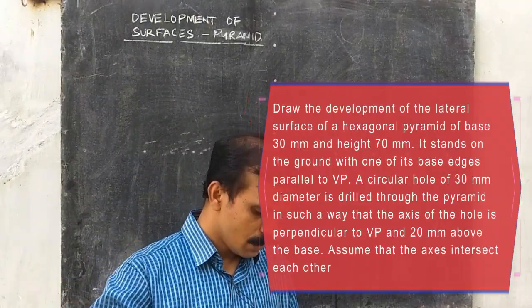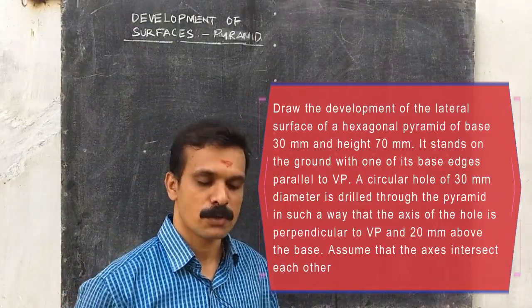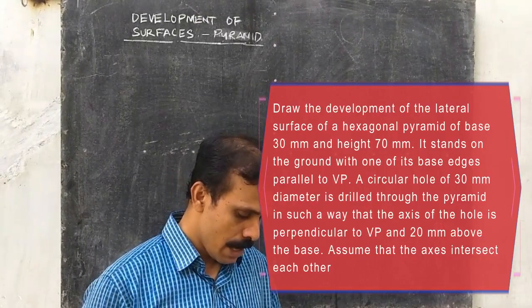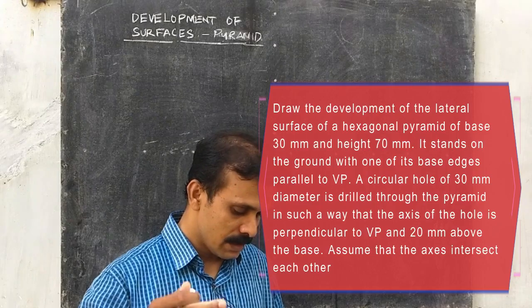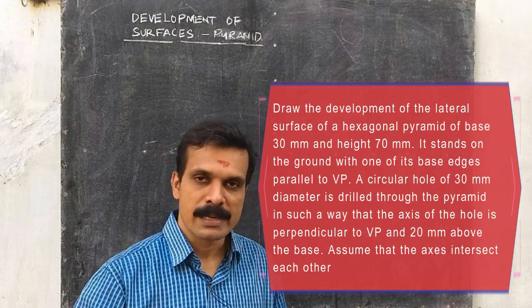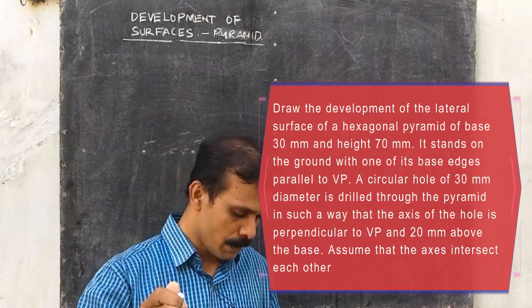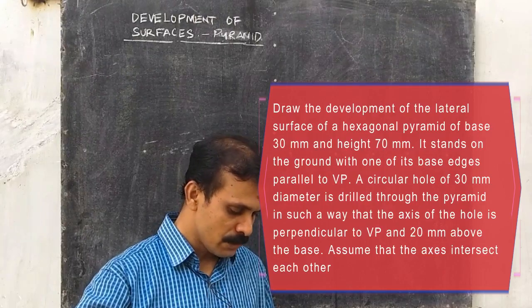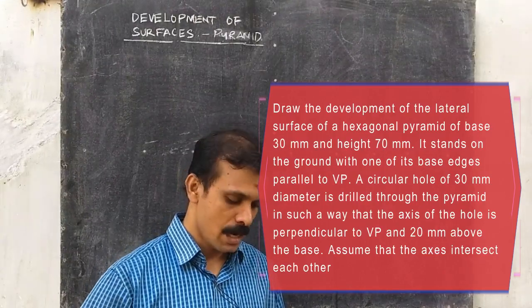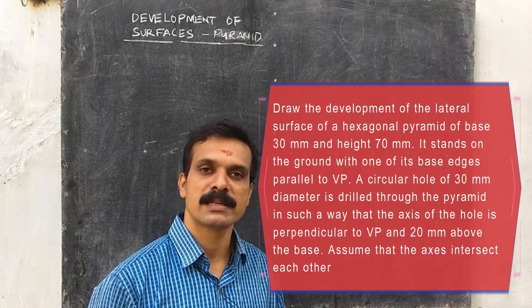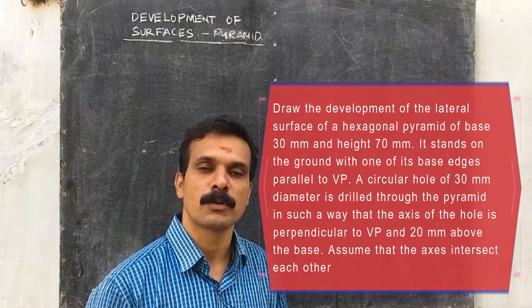The problem is: draw the development of the lateral surface of a hexagonal pyramid of base 30 mm and height 70 mm. It stands on the ground with one of its base edges parallel to VP. A circular hole of 30 mm diameter is drilled through the pyramid in such a way that the axis of the hole is perpendicular to VP and 20 mm above the base. Assume that the axes intersect each other. So this is the problem.